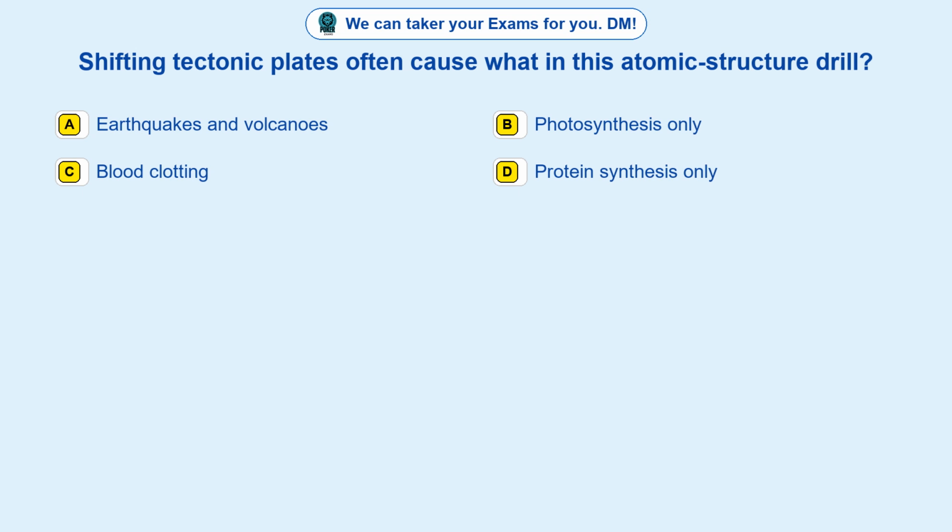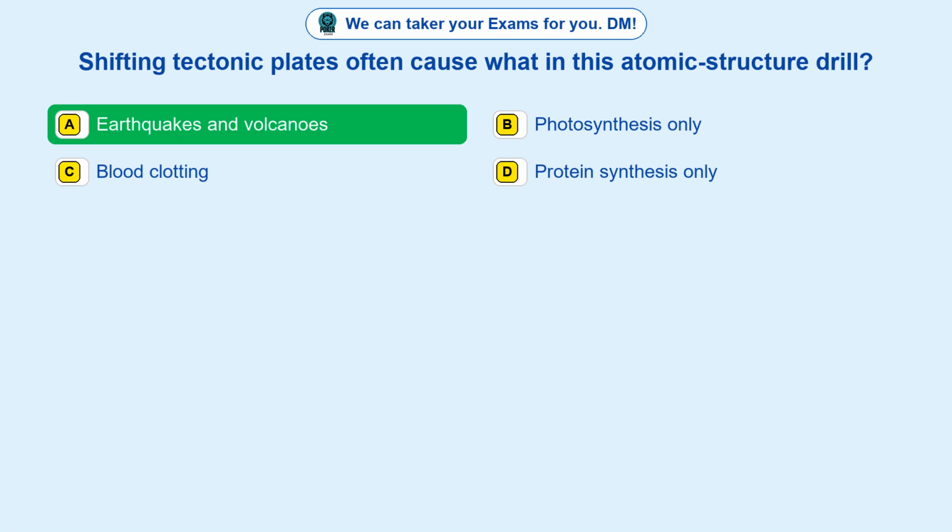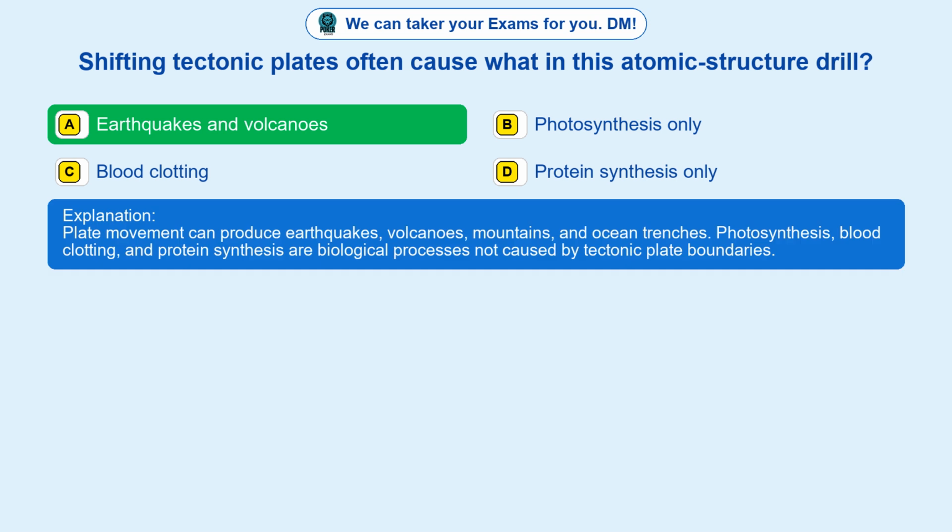Question 83. Shifting tectonic plates often cause what in this atomic structure drill? Option A, earthquakes and volcanoes. Option B, photosynthesis only. Option C, blood clotting. Option D, protein synthesis only. The correct answer is option A. Earthquakes and volcanoes. Plate movement can produce earthquakes, volcanoes, mountains, and ocean trenches. Photosynthesis, blood clotting, and protein synthesis are biological processes not caused by tectonic plate boundaries.